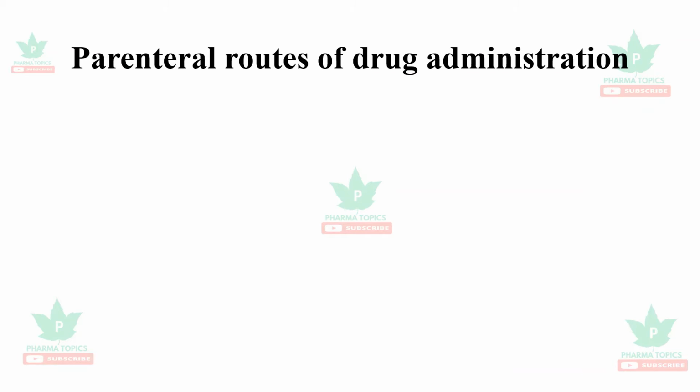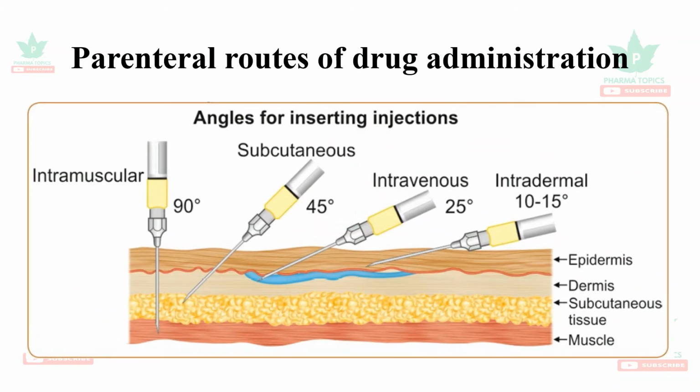For the parenteral routes of drug administration, you can see the angles for inserting the injections. If it is a 90-degree injection, it is intramuscular, and it is deep because it enters into the muscles. The next is subcutaneous injection, at a 45-degree angle, and intravenous injection, at a 25-degree angle, and intradermal, at 10 to 15-degree because it is the topmost region in the skin.